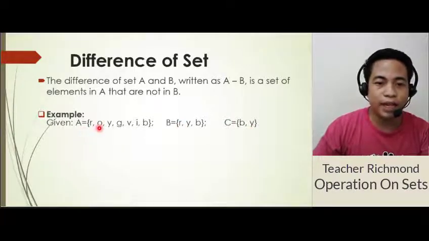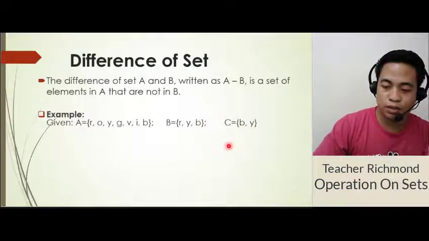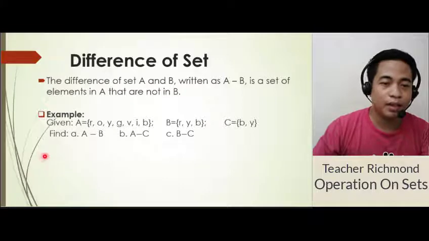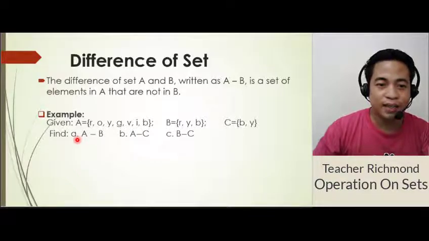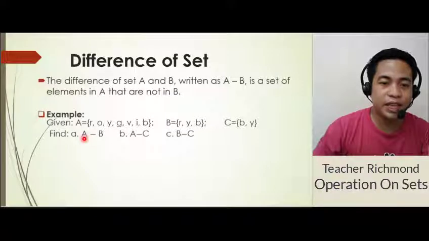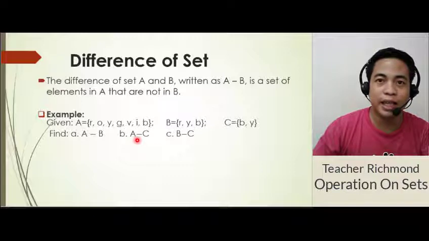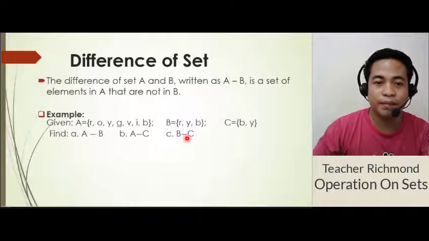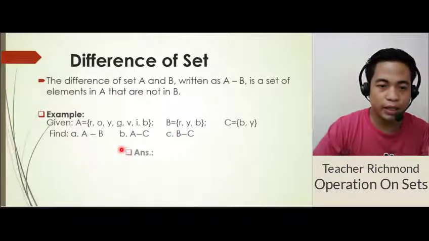So let's take for example this given: set A, set B, set C. In set A, we have the elements R, O, Y, G, V, I, B. In set B, we have R, Y, B. In set C, we have B and Y. So, find: example A, the difference of set A and B. Second example, the difference of set A and C. Third example, the difference of set B and C. So, let's get the answer.